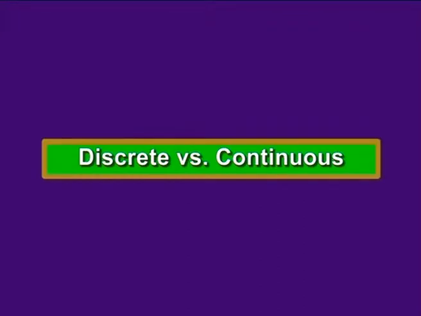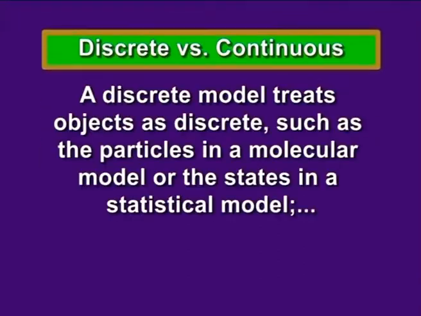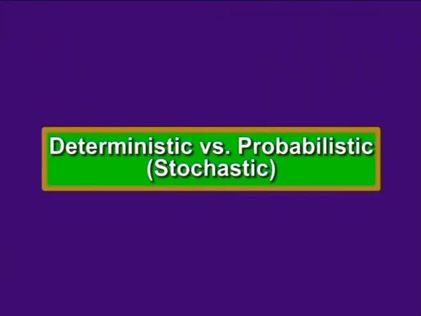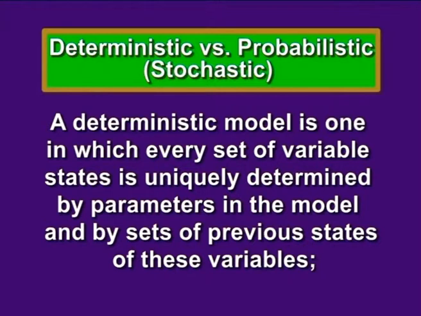Number 4, discrete versus continuous. A discrete model treats objects as discrete, such as the particles in a molecular model or the states in a statistical model, while a continuous model represents the objects in a continuous manner, such as height, weight of persons, etc. Number 5, deterministic versus probabilistic or stochastic. A deterministic model is one in which every set of variable states is uniquely determined by parameters in the model and by sets of previous states of these variables.